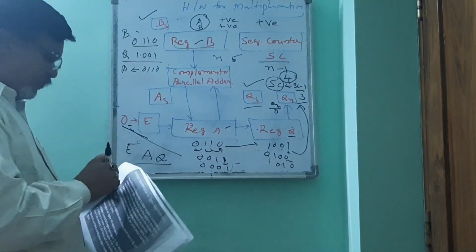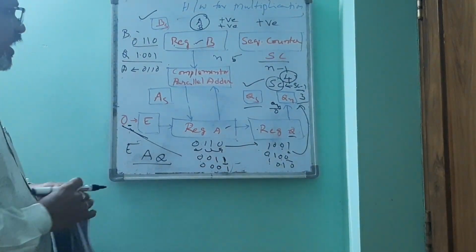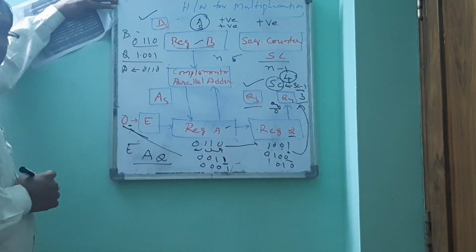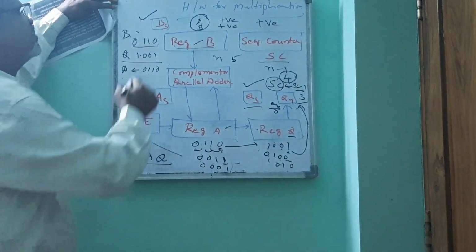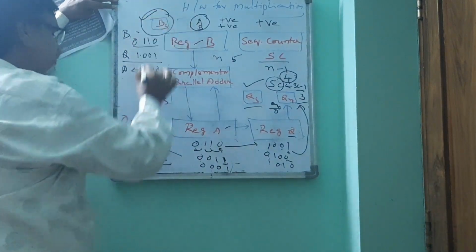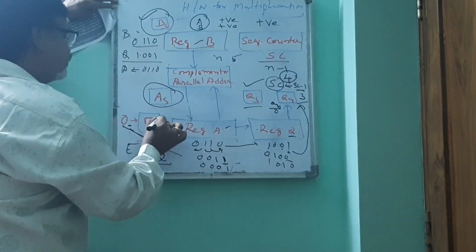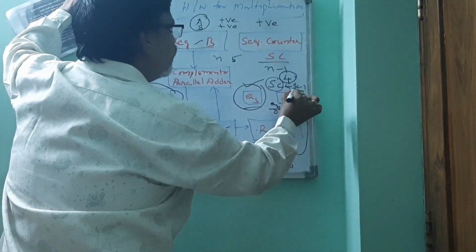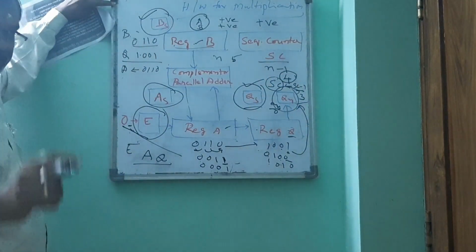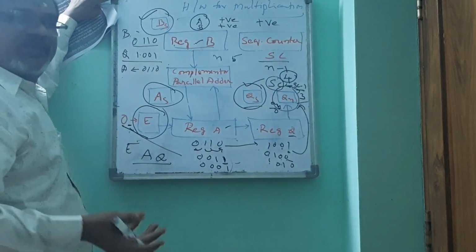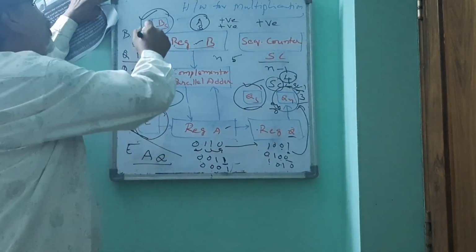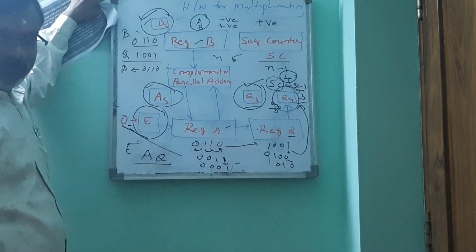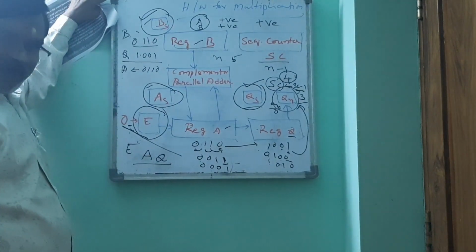Before going to the flow chart, I am once again repeating what hardware we need for multiplication: 1, 2, 3, 4, 5 flip-flops, meaning 1-bit registers. 2 flip-flops are for storing the sign bits of both multiplier and multiplicand.